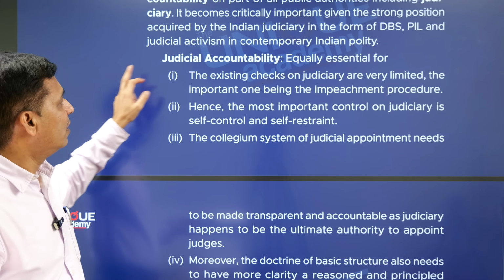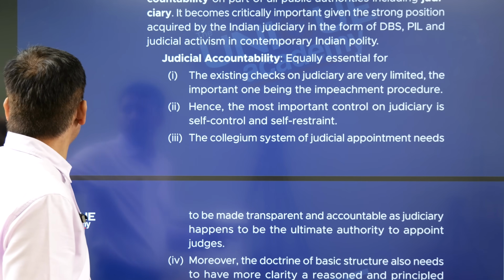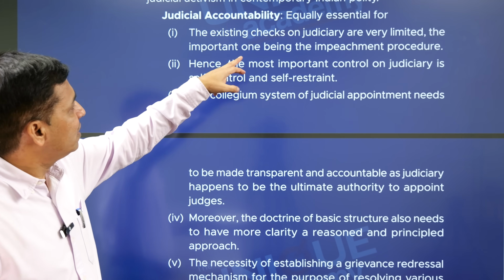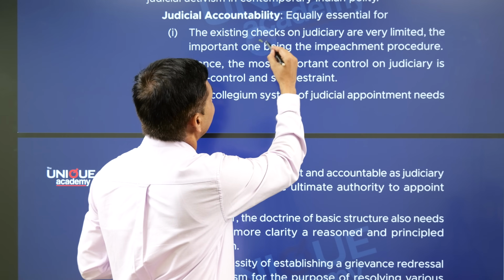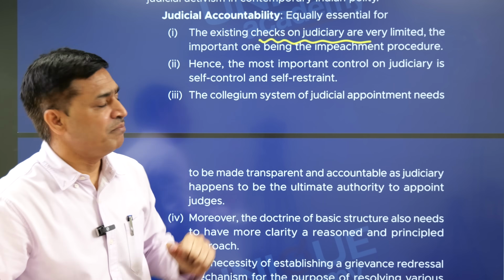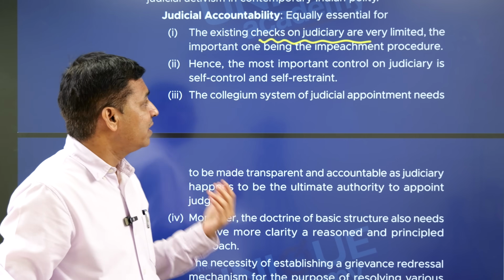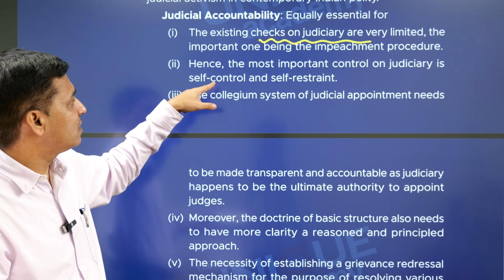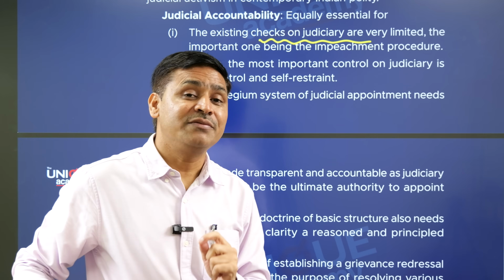So that is critically important. Judicial accountability is equally essential, and we have come up with very specific points, one by one. The existing checks on the judiciary are very limited. Always keep in mind that they are very limited. The important one being the impeachment procedure. That is significant, no doubt about that, but it is used on rare occasions. Hence, the most important control on the judiciary is self-control and self-restraint.